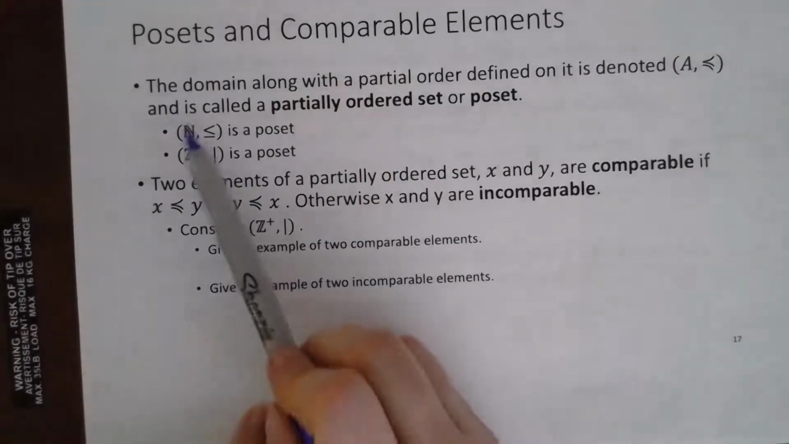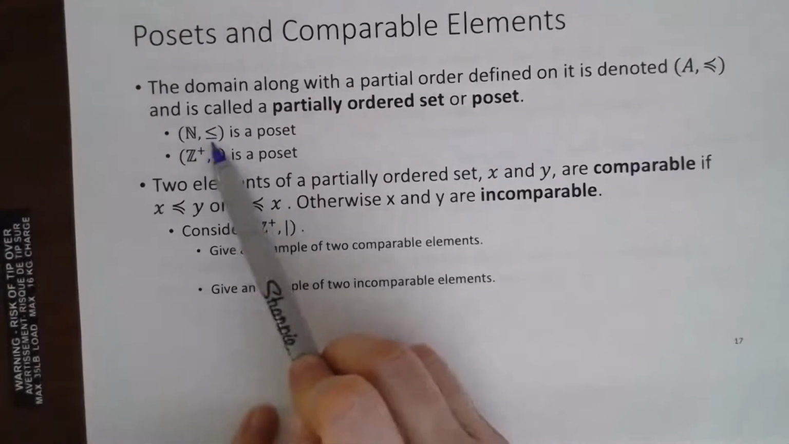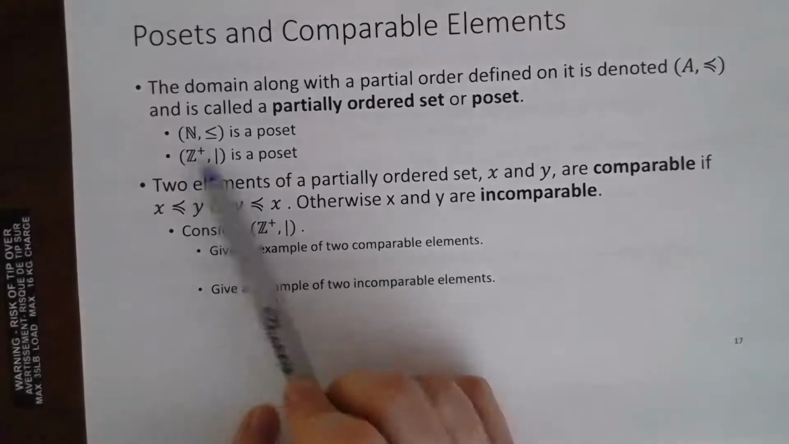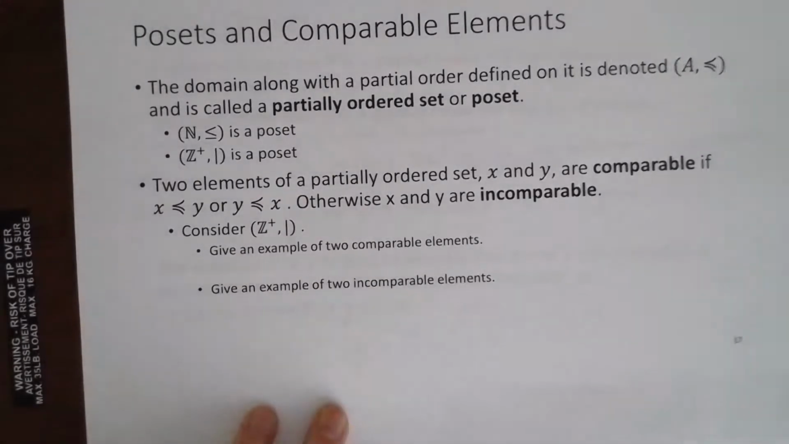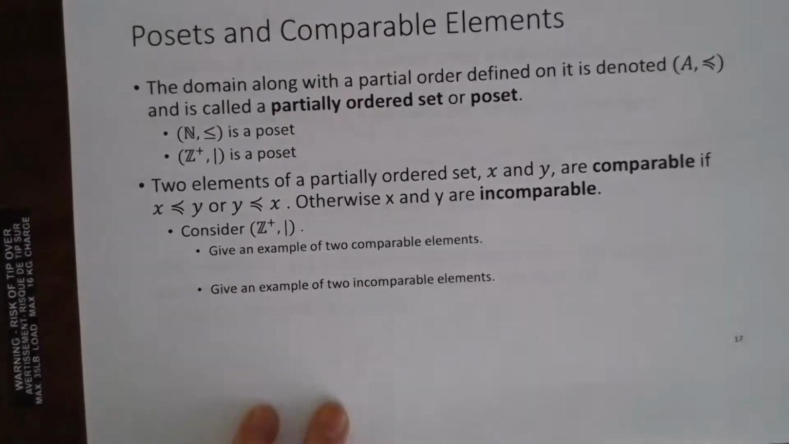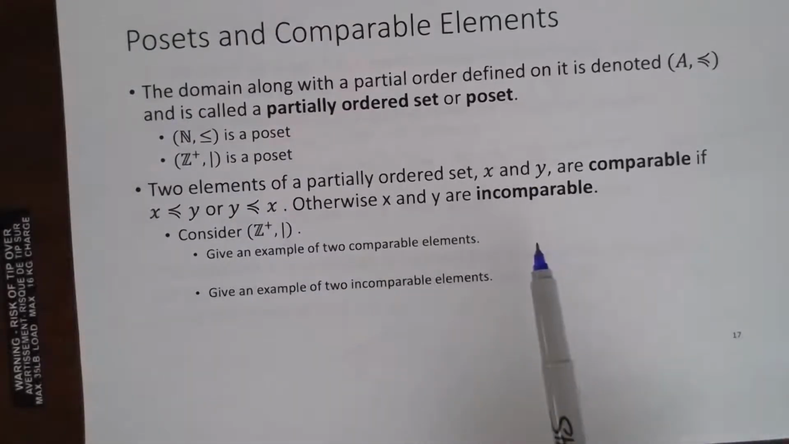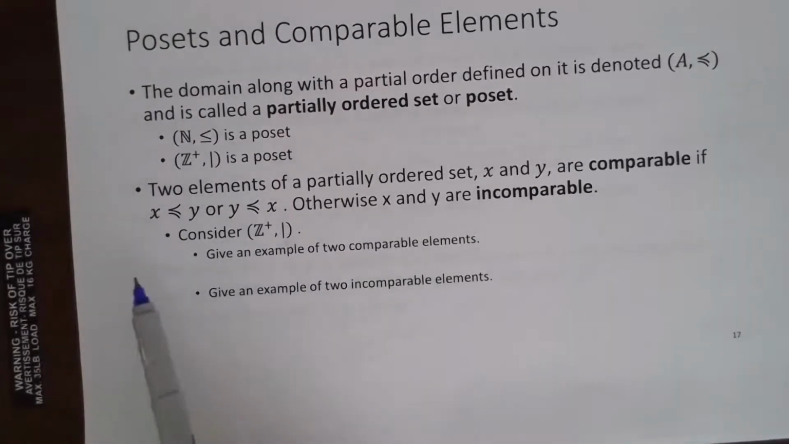So, like the natural numbers with less than or equal, that's a partially ordered set. The positive integers with the divides operation, that's a partially ordered set. So those two together, the operation as well, defines the relation as well as the domain. In a partially ordered set, two elements might be comparable or they might not be comparable, depending on whether they're related or not.